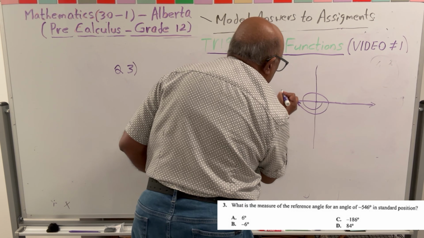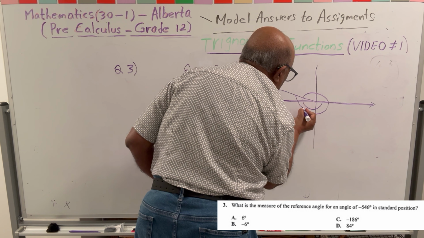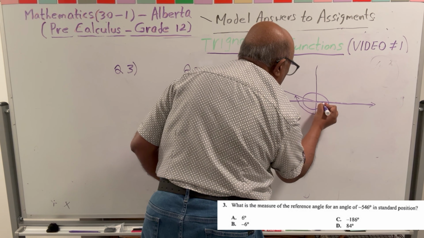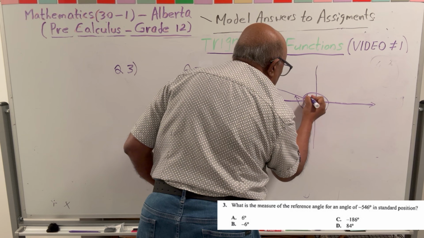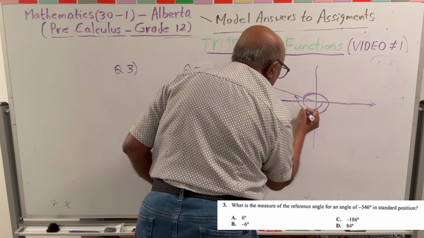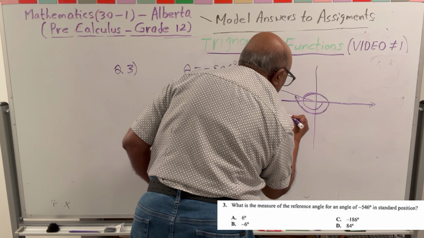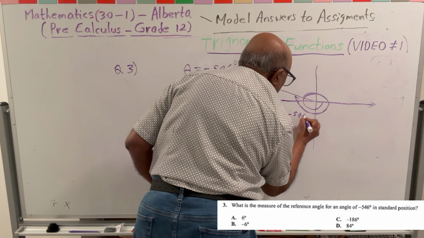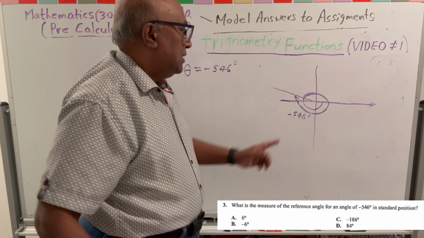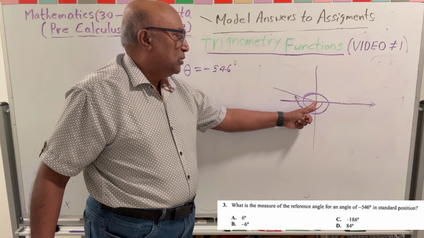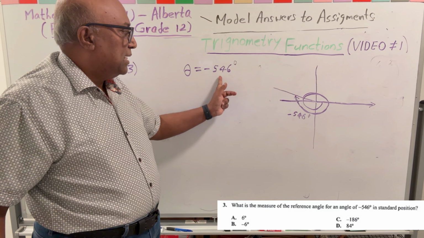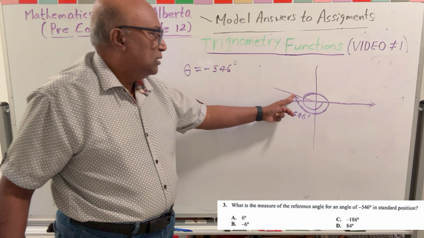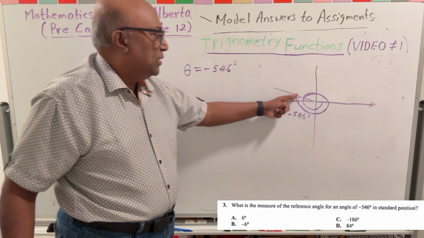Okay. Now we have to go up to here. This total overall angle up to this terminal arm is negative 546. Okay. That is a standard position. Standard position for this angle is this one. Terminal arm for this particular angle is this is terminal arm.